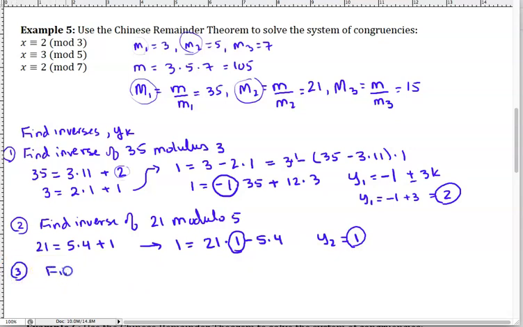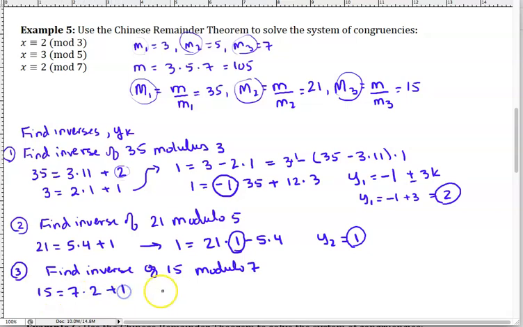Now the last one: find the inverse of M3 with little m3, so 15 modulo 7. 15 equals 7 times 2 plus 1. We solve, and we get 1 equals 15 times 1 minus 7 times 2. So the inverse of 15 is 1, and my y3 equals 1. So we found those inverses.